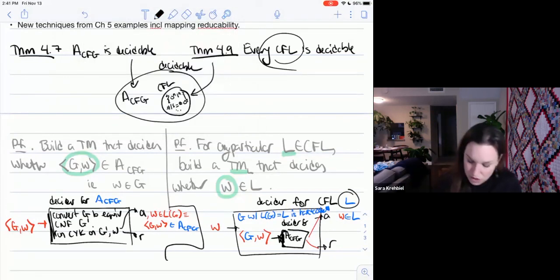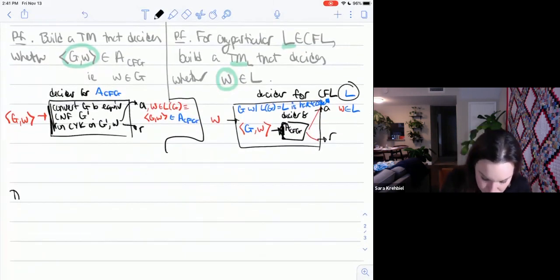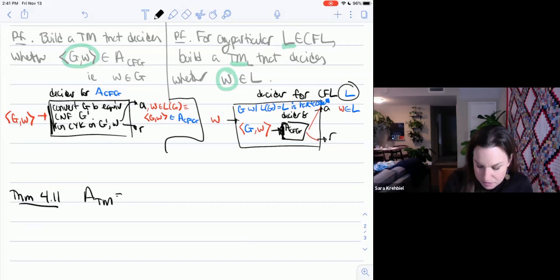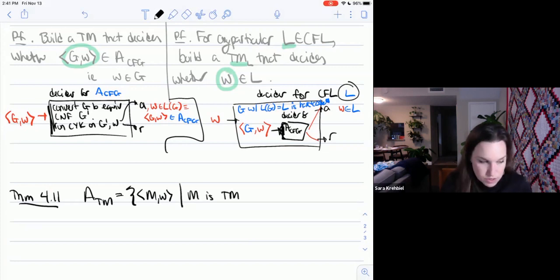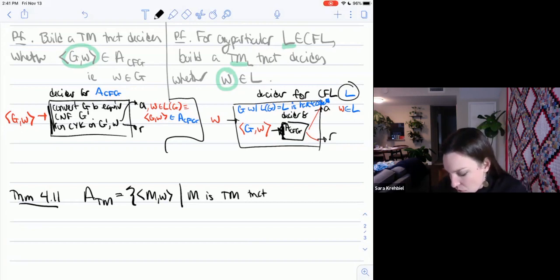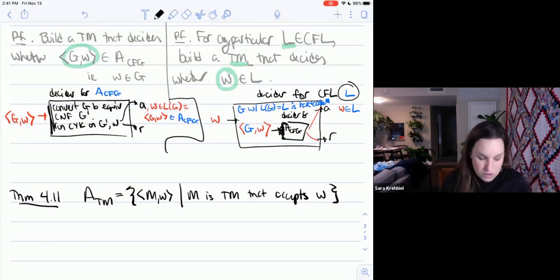All right. Then our big result for today is Theorem 4.11, which says A_TM, which just as a refresher is the language of machines M bundled with W, where M is a Turing machine that accepts W, is undecidable.